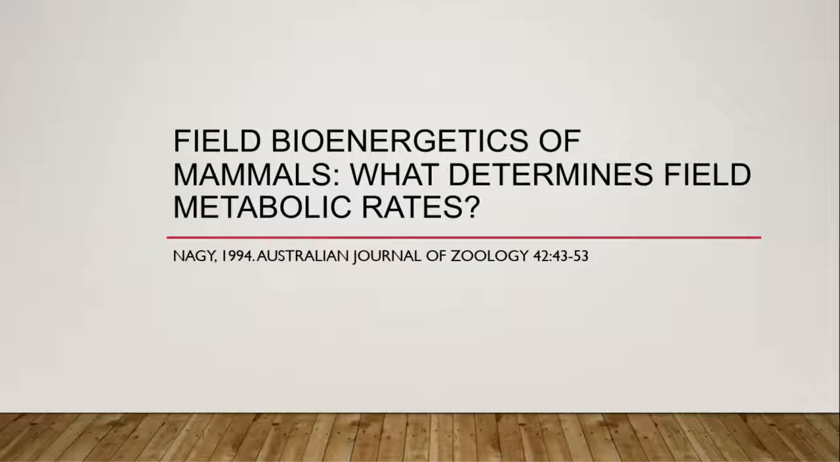This is my presentation for conservation physiology on mammalian doubly labeled water techniques. The paper is entitled Field Bioenergetics of Mammals, What Determines Field Metabolic Rates. It was published by Nagy, 1994, in the Australian Journal of Zoology. This is a somewhat older paper, but it provides a good outline of the field of bioenergetics and of techniques for measuring field metabolic rate.